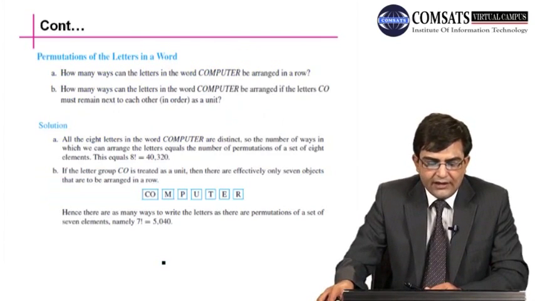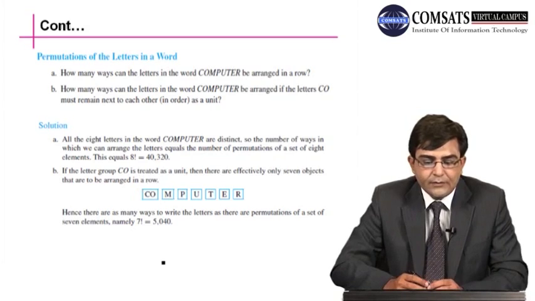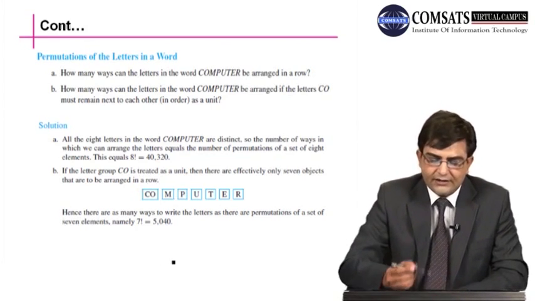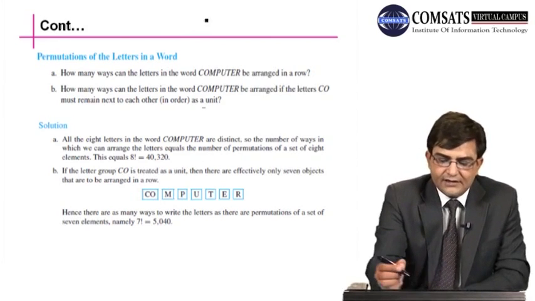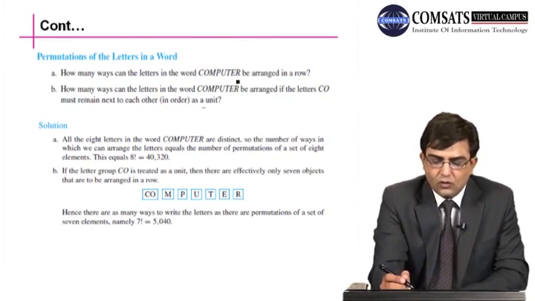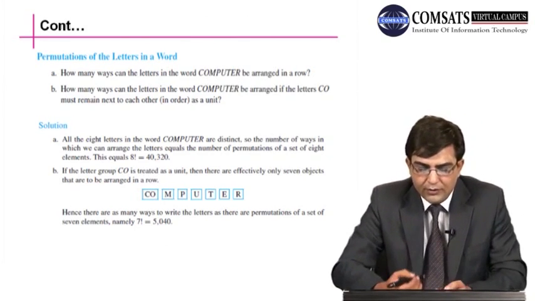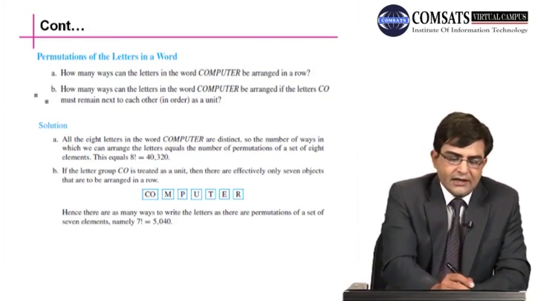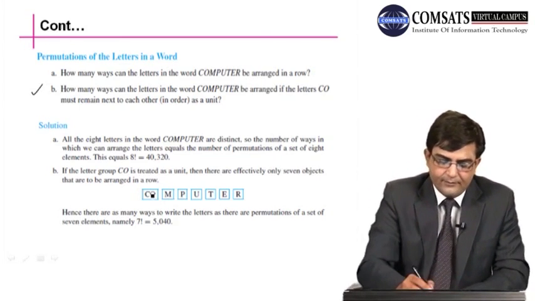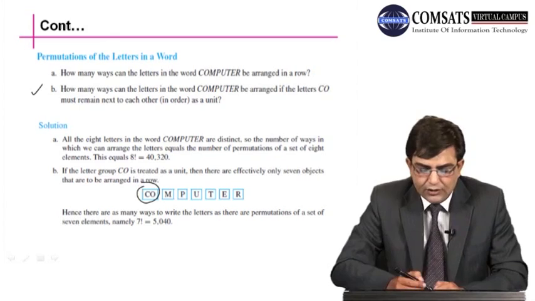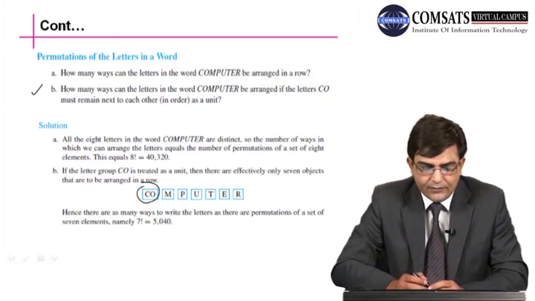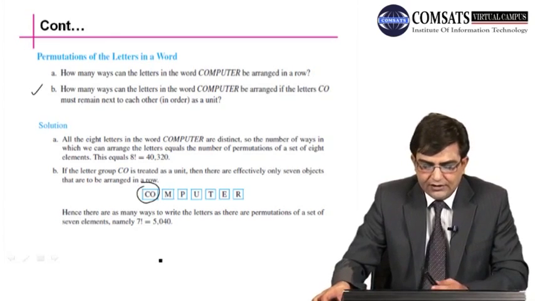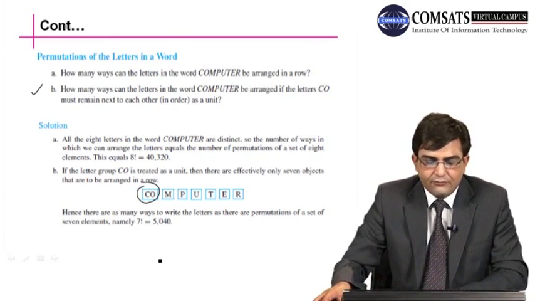And I gave you an example of the word computer. How many ways can the letters in the word computer be arranged in a row? That is, if we have these 8 letters, C-O-M-P-U-T-E-R, how many are the ways in which we can arrange them? And we discussed another part B, in which we fixed the 2 letters C and O and calculated the number of permutations. This is what we discussed at the end of the previous lecture.